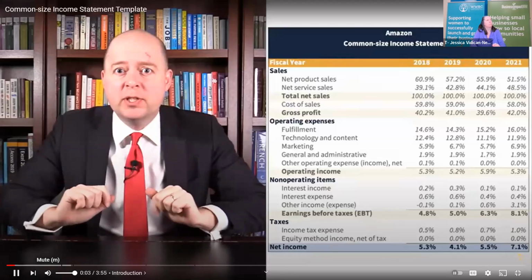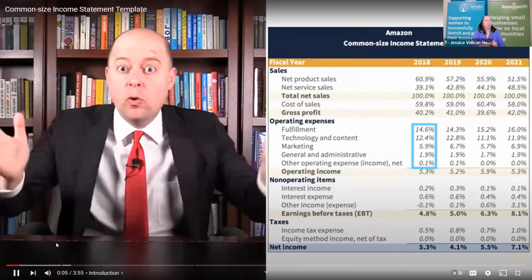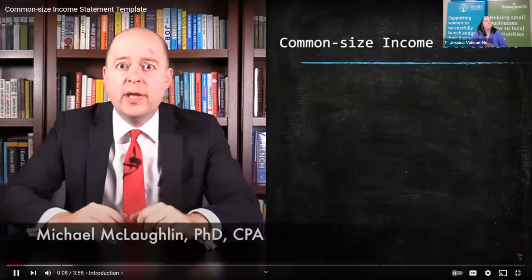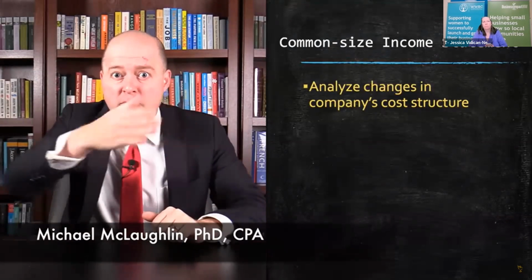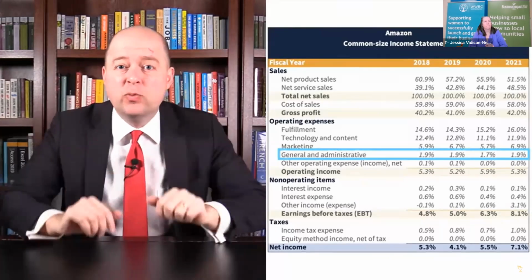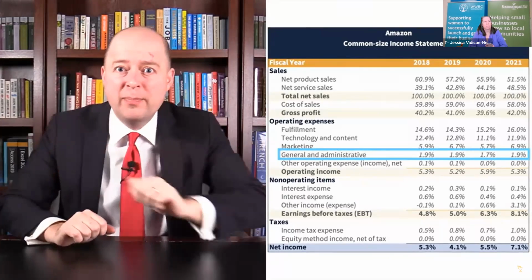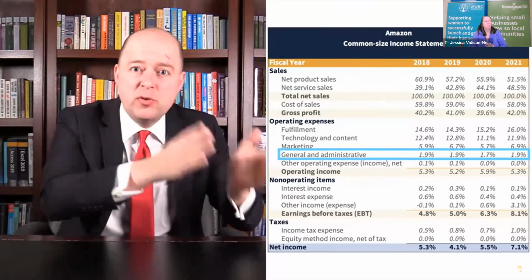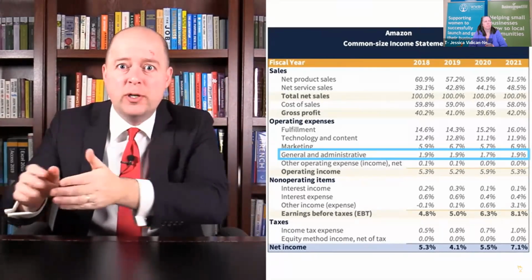Each item on the income statement as a percentage of sales or total revenue. This allows you to analyze changes in a company's cost structure over time. For example, we can see that Amazon's G&A expense was consistently around 1.9% of net sales from 2018 to 2021. This means that 1.9 cents of every sales dollar went to G&A expense.